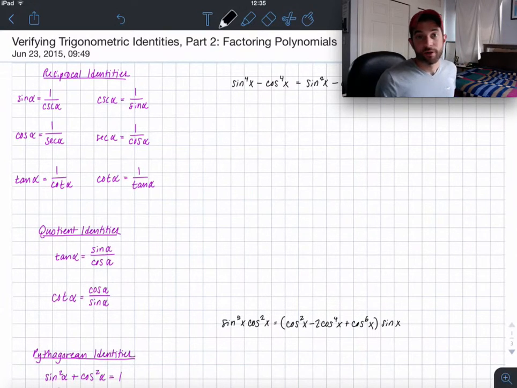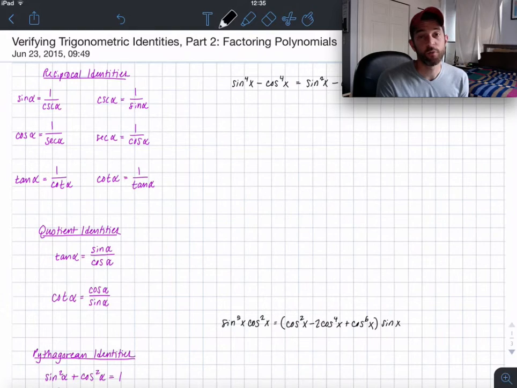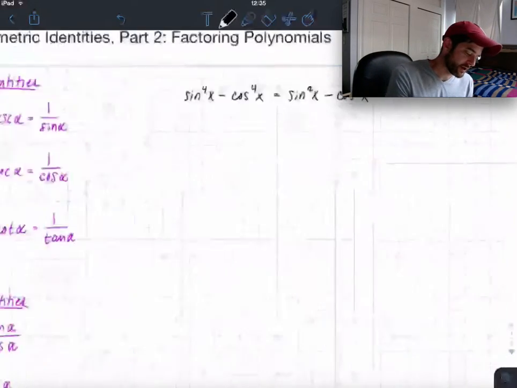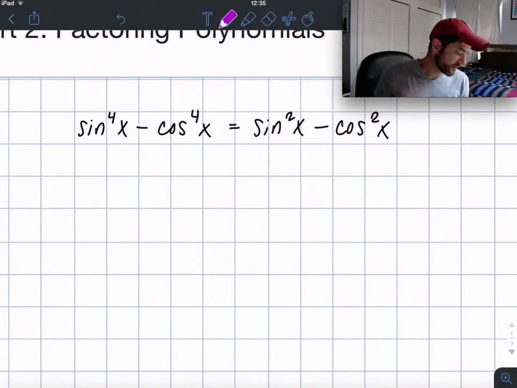Hey everyone, Powell here. In this video, I'm going to show you what to do when you are verifying trigonometric identities when there's factoring involved, specifically when you have to factor polynomials with sines and cosines. So the first example we have here is kind of a curious little problem where it says sine to the fourth x minus cosine to the fourth x equals sine squared x minus cosine squared x.